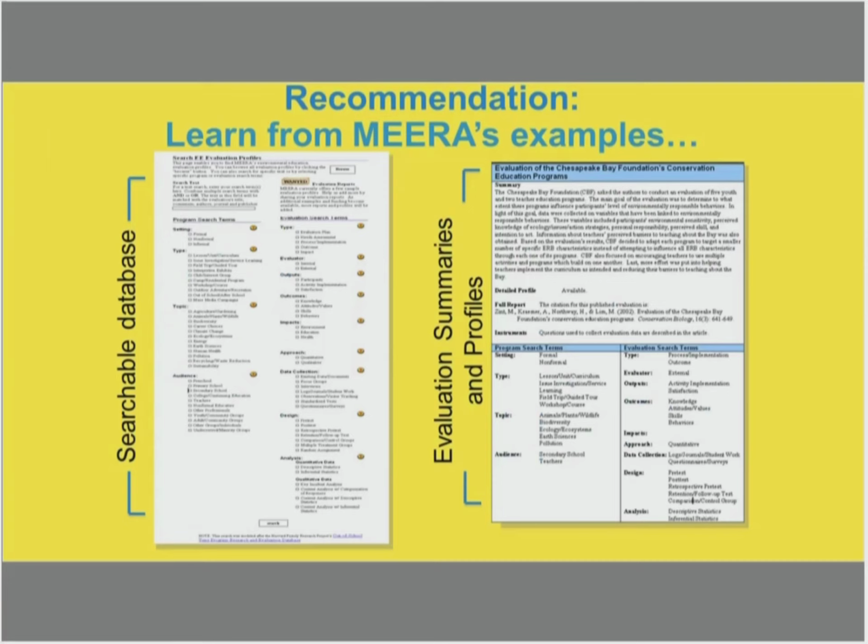And I know you can't read this, but you can search by program type. So let's say you want to evaluate a field trip program. You can pick that as a type. And then you can say, let's say you want to evaluate whether or not it changed behavior. You can click that under the evaluation column. And so you can use this searchable database to help you find examples of similar evaluations and how other environmental educators have evaluated those programs, so that you can learn from them.